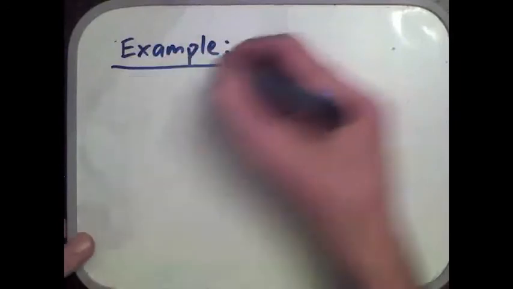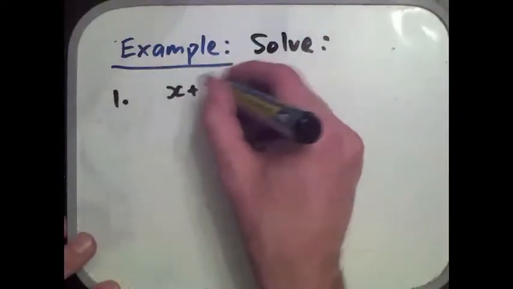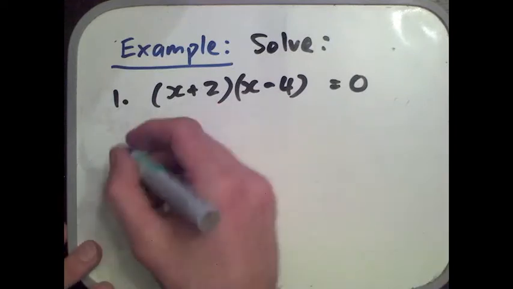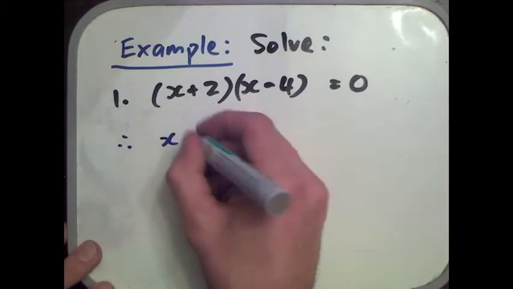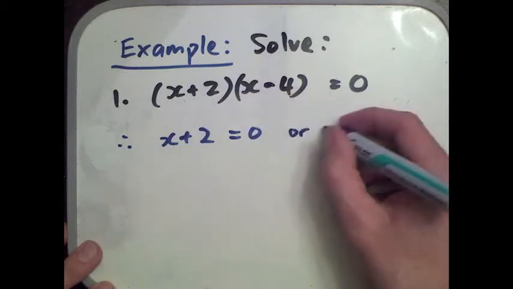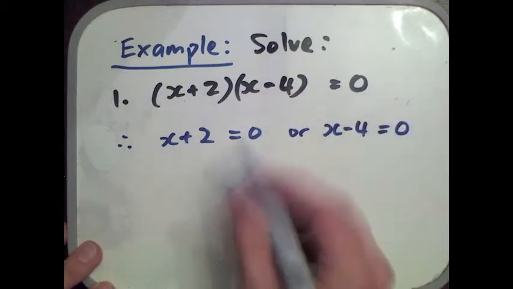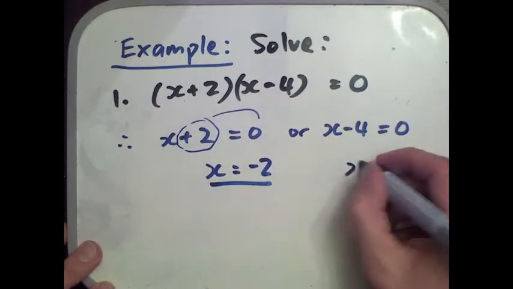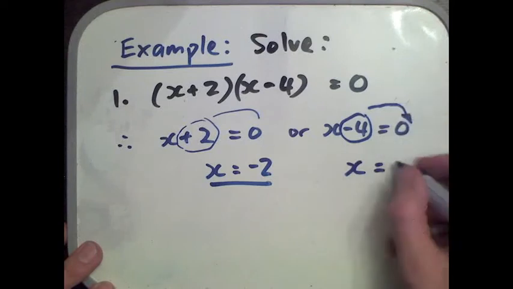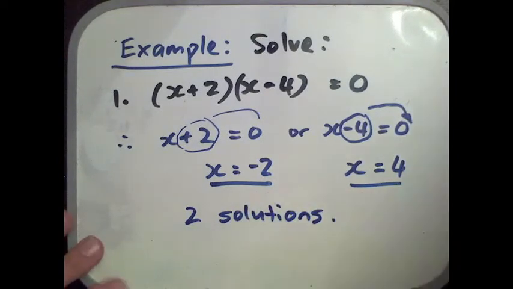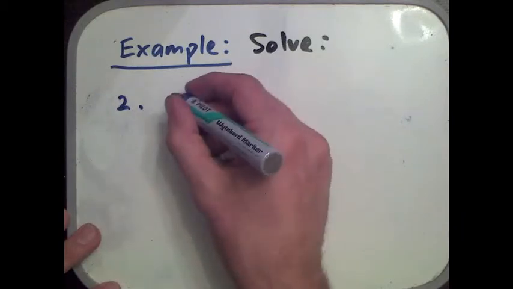Okay, let's look at some examples. We want to solve this: x plus 2, x take 4. Nice and simple. Same aspect with the null factor law. Either x plus 2 must equal 0, or x take 4 must equal 0. Again, we simply solve for x. So we have x equals negative 2, and x is equal to positive 4. So you notice there we've got two solutions. Nice and simple.